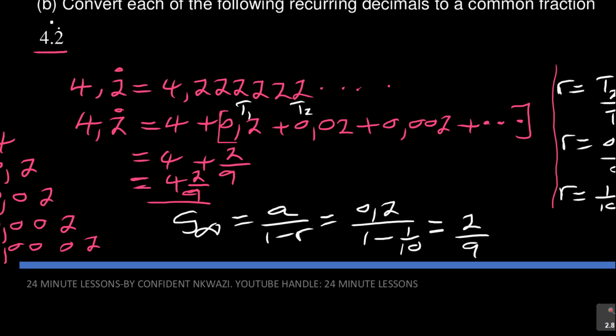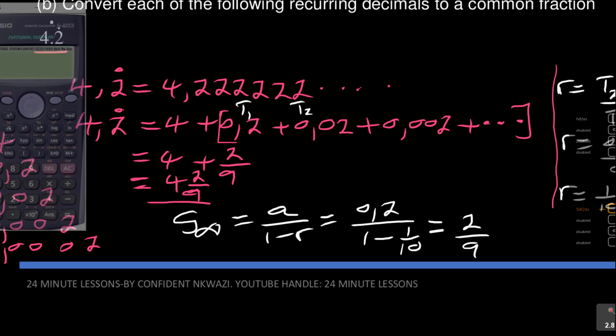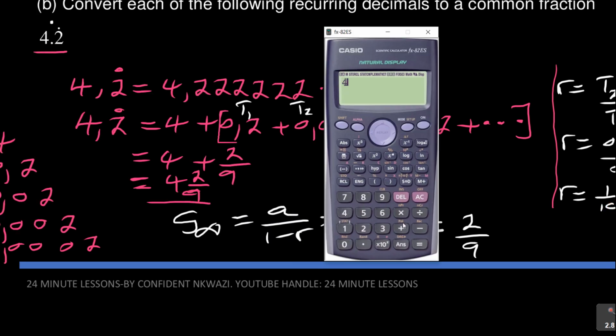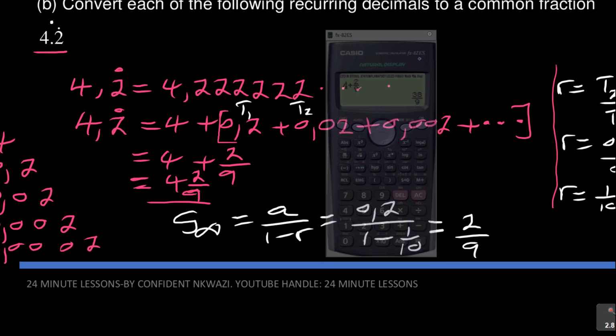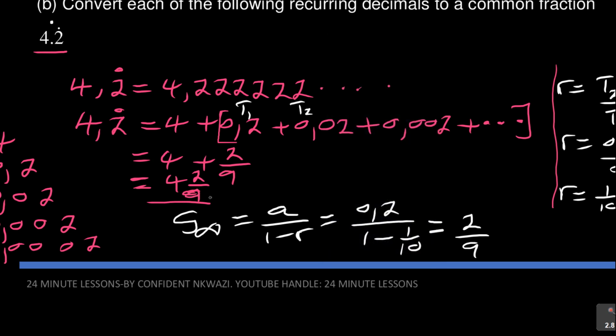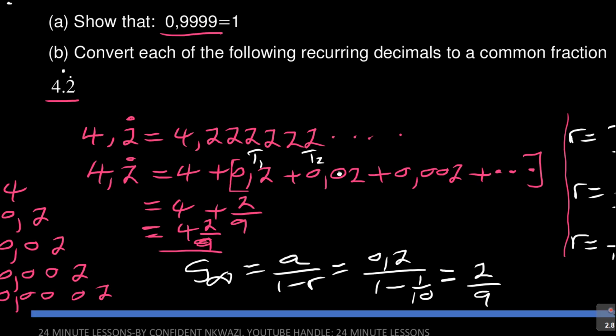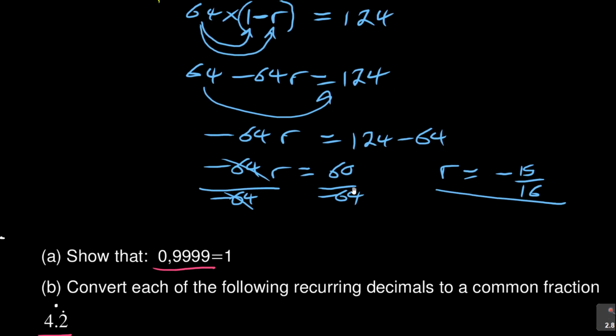Now, if you do 4 plus 2 over 9, it is 38 over 9, but remember it's 2 over 9. Are you with me? If you press S-D, it's 4.22222. Are you seeing that? You're using the sum to infinity for that. So guys, that's how you work with the sum to infinity.